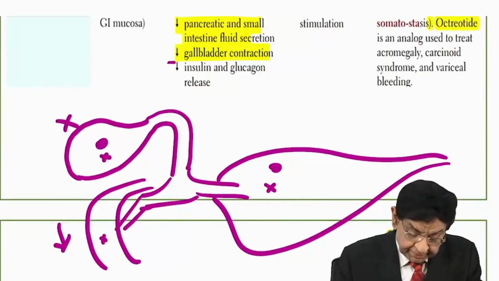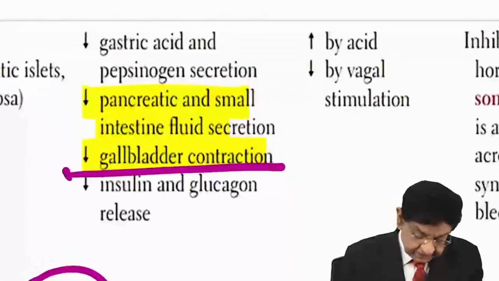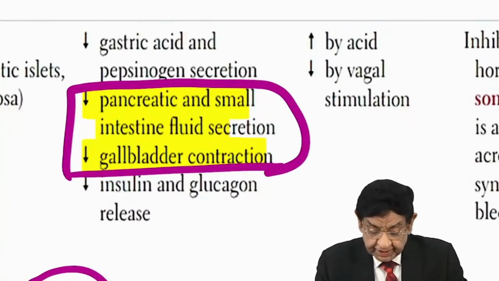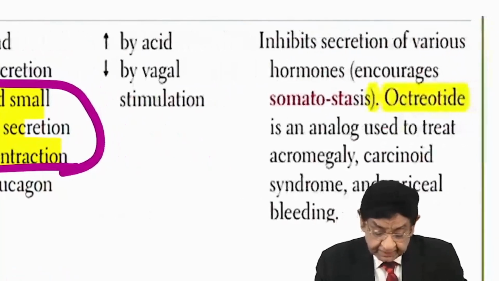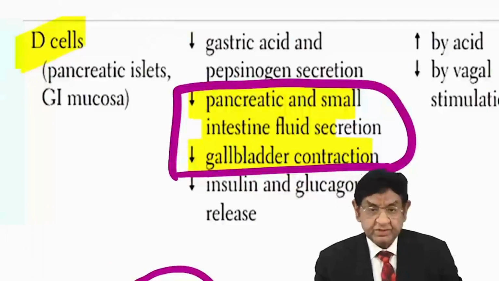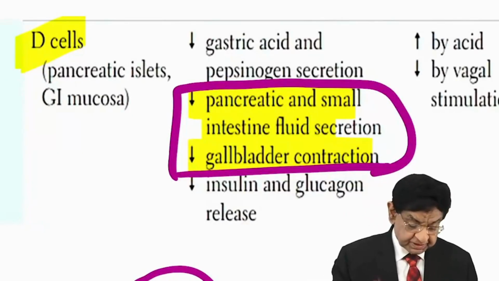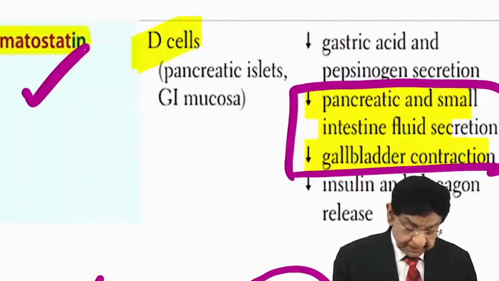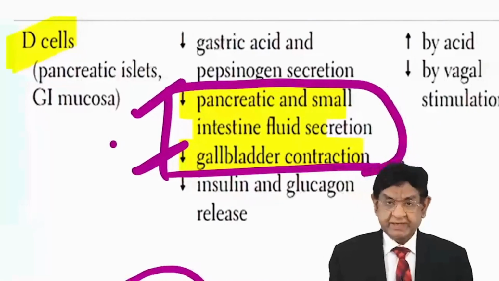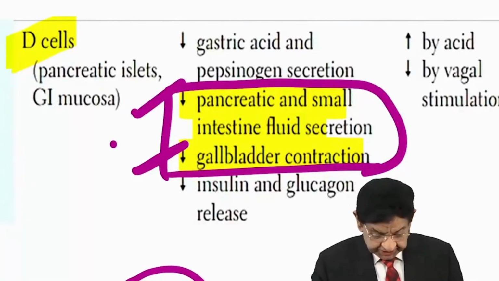So this is the point that you have to remember. I have highlighted it. This is the physiology you have to remember, the only physiology that is relevant to my talk. So friends, for somatostatin, the two things relevant to my talk are reduced pancreatic secretion and reduced gallbladder contraction. Okay.